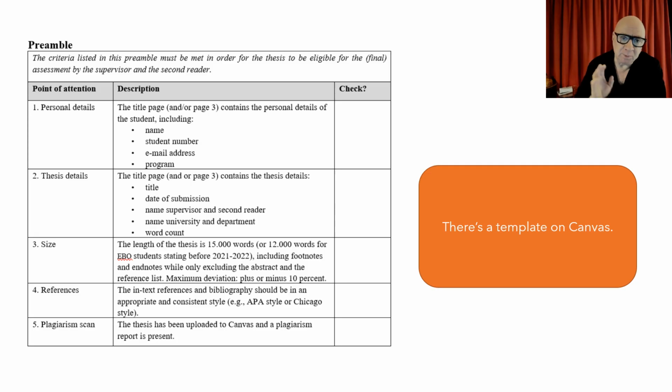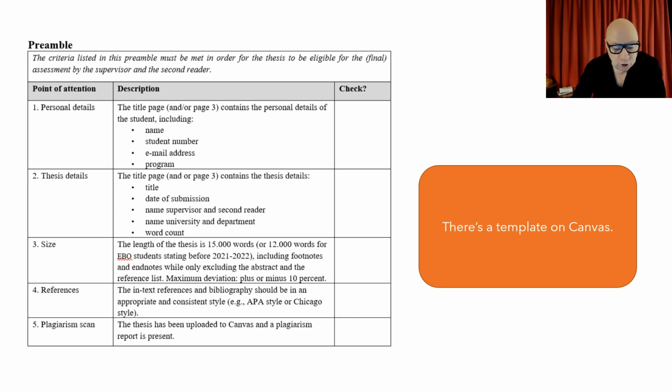So make sure that all your personal details are on the thesis, that the thesis details are on there, and that your thesis has the right amount of words. So usually, unless you started quite some time ago, the length of the thesis is 15,000 words, plus or minus 10%. So if you have 12,000 words, then that's not enough. If you have 20,000 words, that's too much. In both cases, your thesis will not be graded.